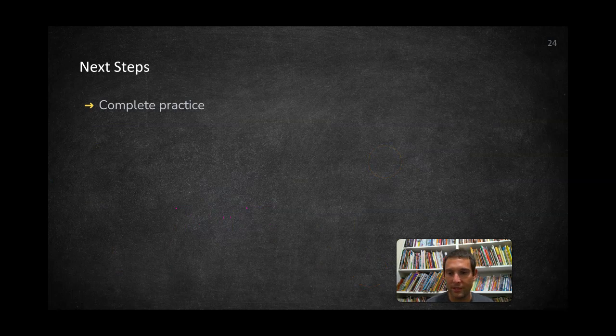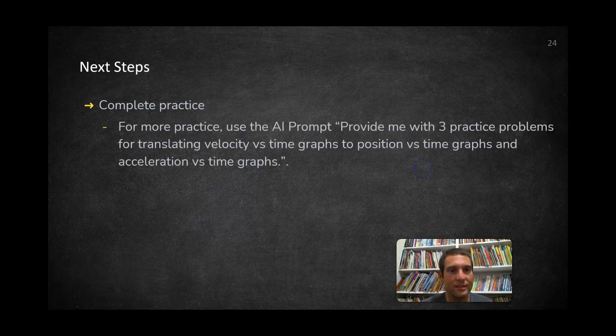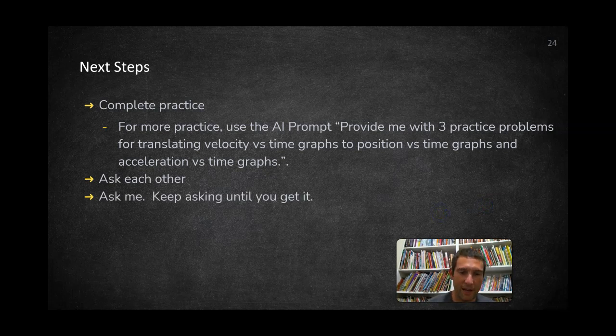I'm not going to do a worked example here because the examples that we went through, we're going to get practice in class. Next step is complete that practice. For more practice, use the AI prompt: Provide me with 3 practice problems for translating velocity. You can read. And then make sure you ask each other and then ask me and keep asking until you get it and keep practicing until it is really easy for you and you can't mess it up.